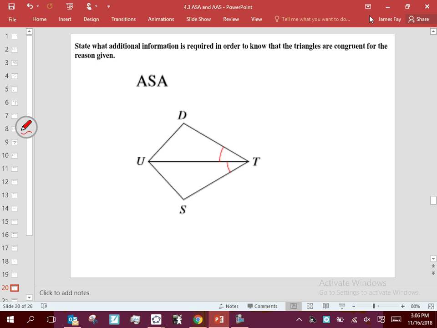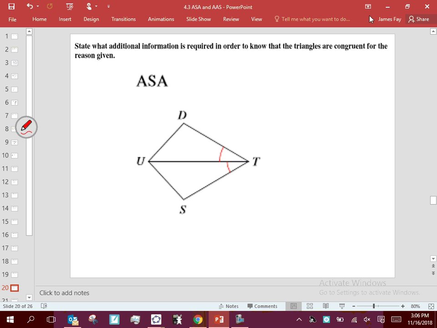Understanding our side, side, side, angle, that kind of stuff is going to be very useful. Okay, these types of questions are really the same thing. It's just now they're telling you we want to prove it by angle, side, angle, provided the information we have right now. What additional thing do you need?